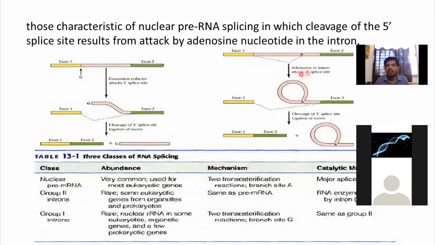In the other case, wherever an adenosine is present, the adenosine of the intron attacks the 5' splice site. We already learned about this whole mechanism, and then it forms the lariat structure, and this exon attaches to exon 2. It will cleave this phosphodiester bond or linkage, and then the lariat intron will be removed and the two exons will be joined.